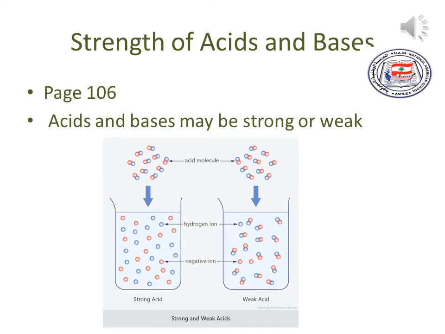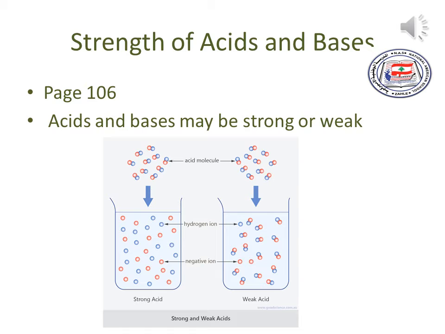Acids and bases may be strong or weak. Strength refers to how well an acid or a base produces ions in water. So look at the figure below. The molecules of a strong acid react to form ions in solution, while in a weak acid, very few molecules form ions. At the same concentration, a strong acid produces more hydrogen ions, H+, than a weak acid does. Examples of strong acids include hydrochloric acid, sulfuric acid, and nitric acid, and other acids like acetic acid are weak acids.